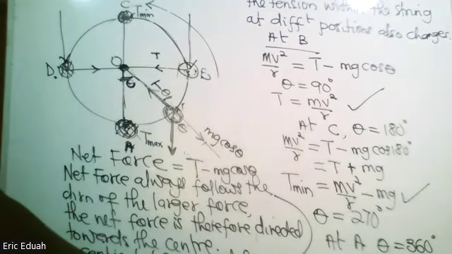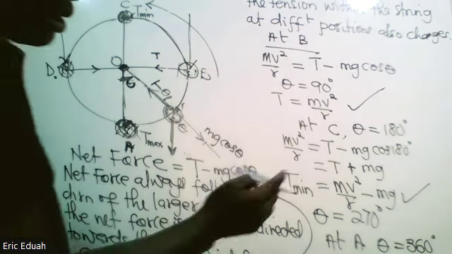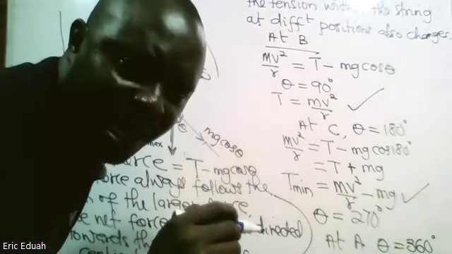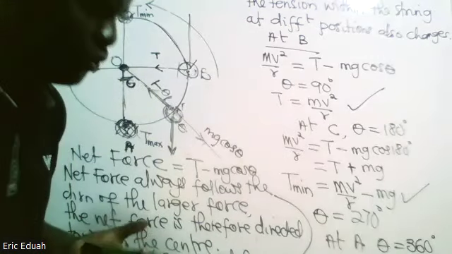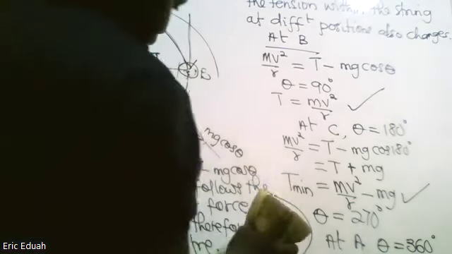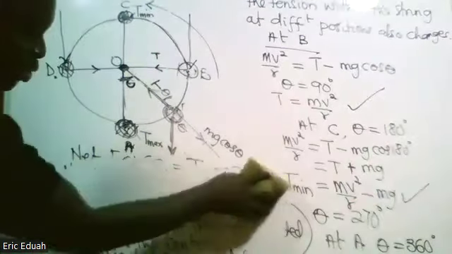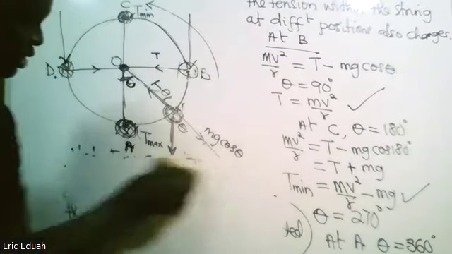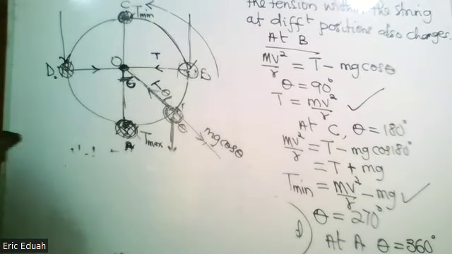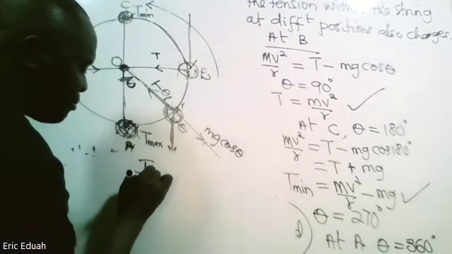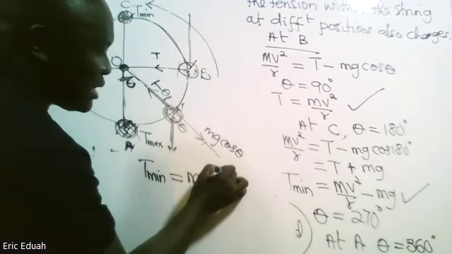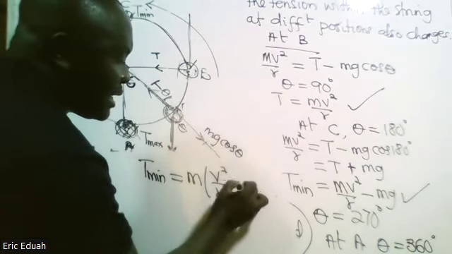And please do not overlook the fact that the centripetal force can also be expressed as m omega squared r. And in some other books, you also realize that the same expression, T minimum, is expressed as m times (v squared over r minus g).